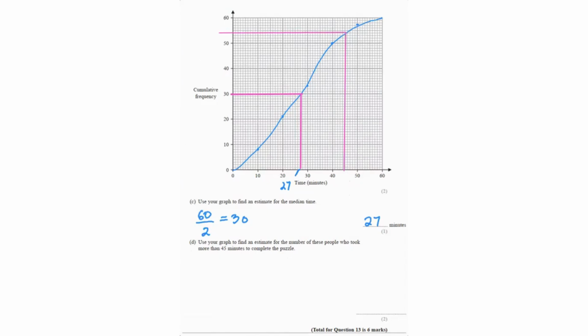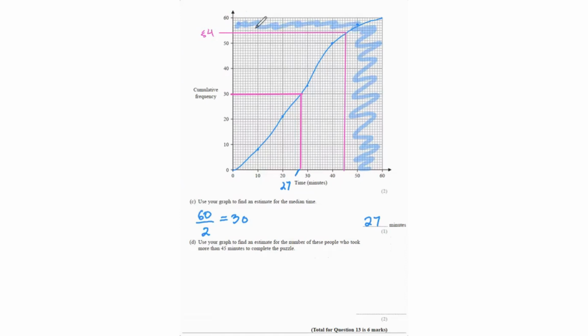And that gives us 54 over here. The question says, use your graph to find an estimate of the number of people who took more than 45 minutes. More than 45 minutes means all of these. So we subtract 54 from 60 to get the number of people who took more than 45 minutes.